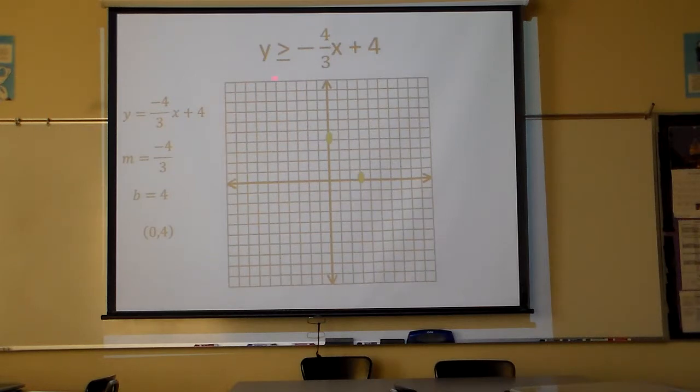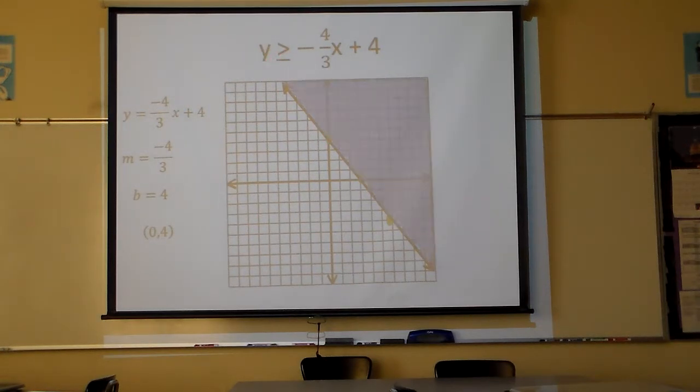And will it be a solid or dotted line? Notice there's a bar, so it will be a solid line. And if I'm standing right there, I'm looking for y values that are smaller or larger? Notice y has to be bigger than, so it should be on that side right there. And there's my graph. Woo!